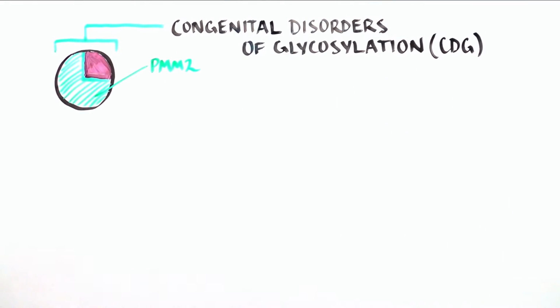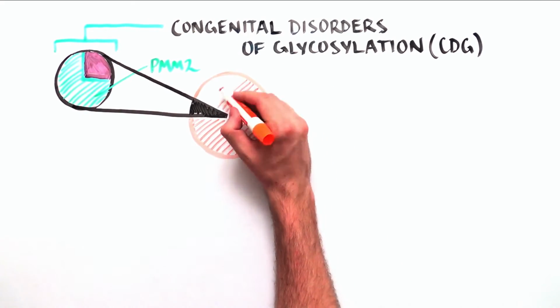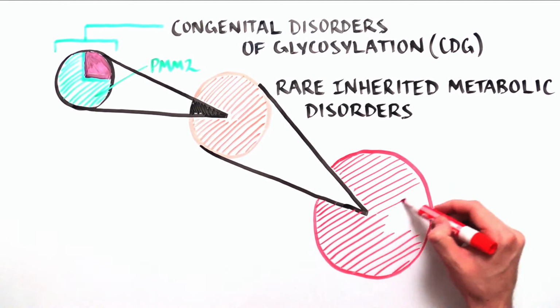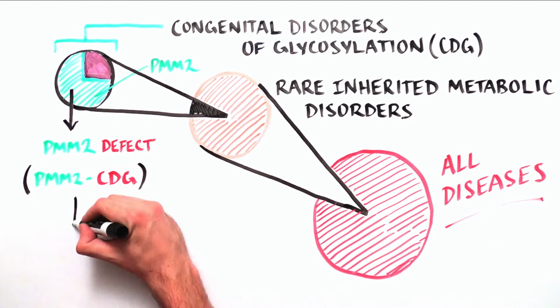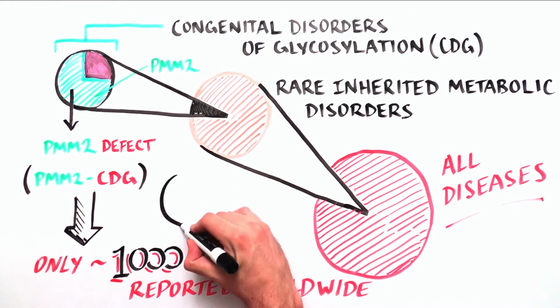or PMM2 CDG. PMM2 CDG is the most common of a growing family of more than 100 extremely rare inherited metabolic disorders. Only about 1,000 children and adults have been reported worldwide.